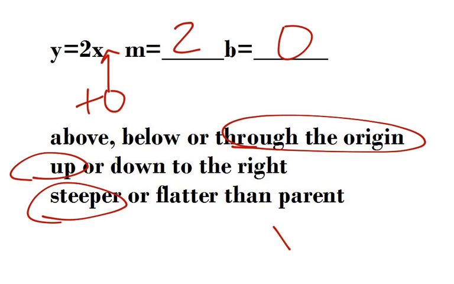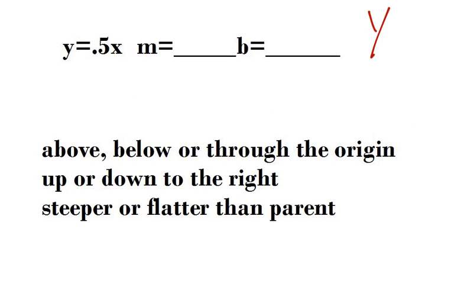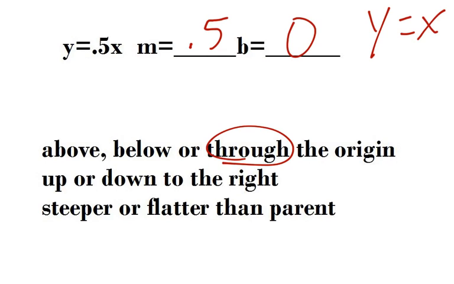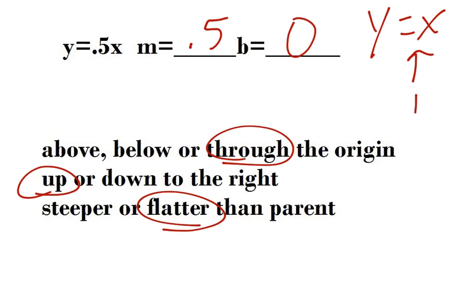Now when we're answering these questions, we are comparing it to the linear parent function, y equals x. So we're still comparing to y equals x. My m, which is my slope, the number in front of x, is 0.5. My b, my y-intercept, would be at the end. There's not one, so it's 0. Since the y-intercept is 0, it goes through the origin. The slope is positive, it goes up to the right. Remember, we're comparing it to 1. 0.5 is smaller than 1, so my line is going to be flatter.